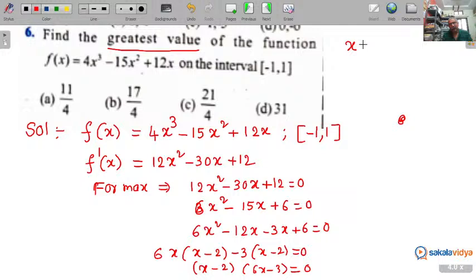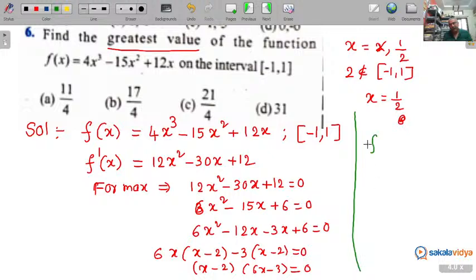So, x is equal to 2, you get it, and next 6x minus 3 is equal to 0 means x is 1 by 2. See, this 2 does not belong to this interval. 2 does not belong to minus 1 comma 1. So, only we need to consider x is equal to half. So, now we need to find f of minus 1 value, f of half value, and also f of 1 value. So, the greatest value means maximum of f of minus 1, f of 1 by 2, f of 1.